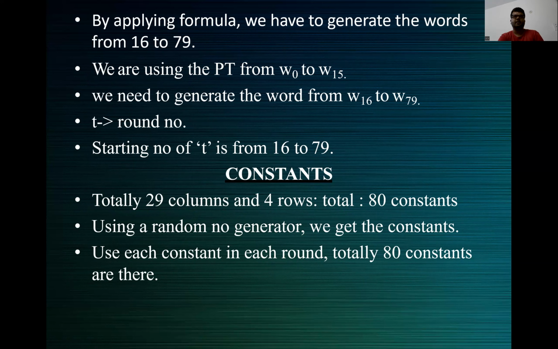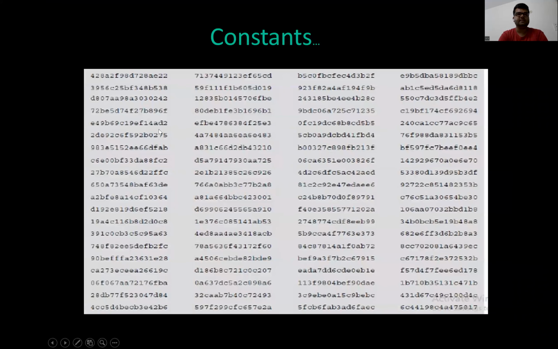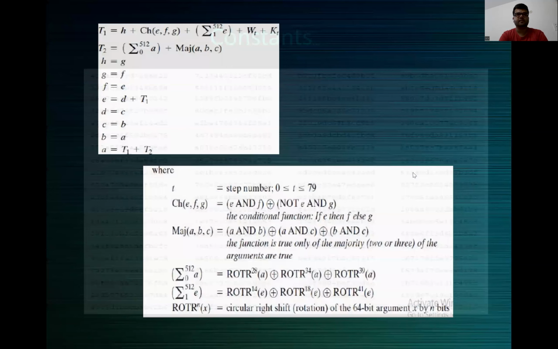And now we are talking about the constants. So the total is 20 columns and 4 rows, a total of 80 constants. Using a random number generator, we get the constants and we use each constant in each round. Totally 80 constants are there. As you can see, these are the constants here, and they are all a mix of letters and numbers, used in each of the rounds.